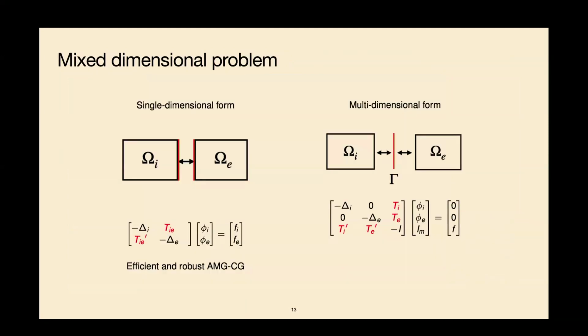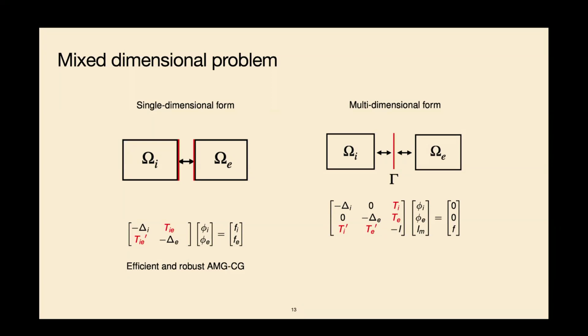So a little bit about the mathematical formulation that we use. This is a mixed-dimensional problem, meaning that we have both a problem in a volume and a problem at the membrane. And there are two ways to address this problem. One is single-dimensional, and the other is multidimensional. In the multidimensional, we keep this multidimensionality also in the system, and we have unknowns in the bulk, in the volumes, and one unknown in the interface.